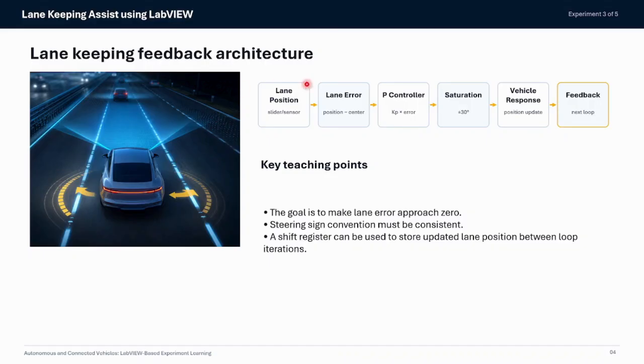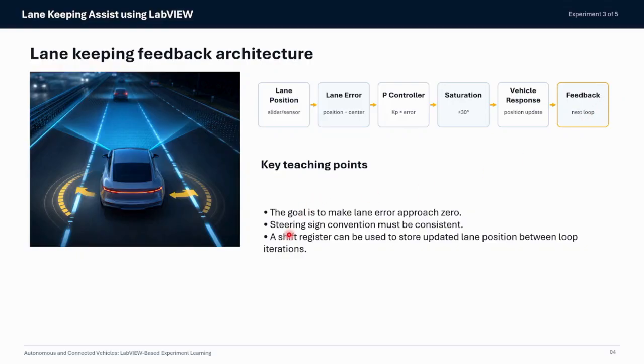So now we take the lane position and, based on the different sensors, identify the lane error. Then the lane error is given to the controller, the Kp controller. For the basic level we use a P controller, where Kp is multiplied with the error. Then we find the saturation angle, plus or minus 30 degrees. Then comes the vehicle response and the feedback.